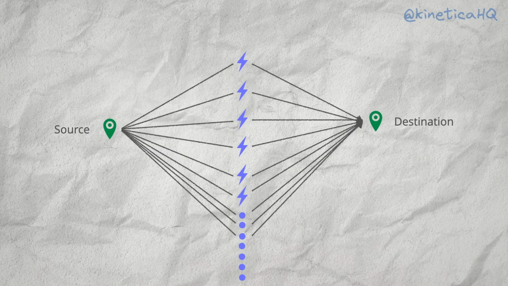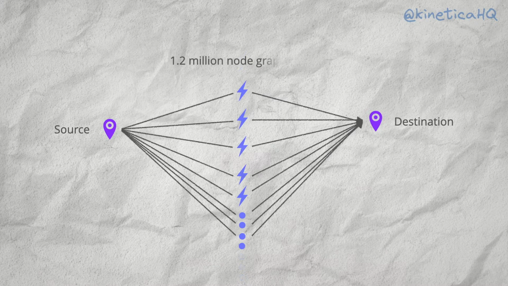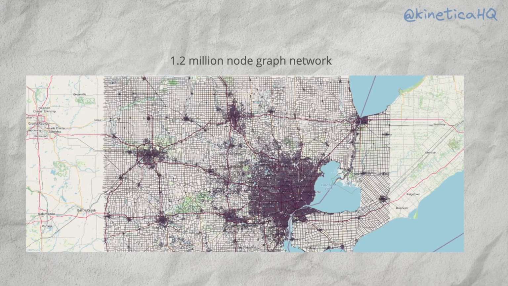For each iteration, we will be selecting from 268 charging stations instead of the 4 we saw just now. And we'll be working with new sets of source and destination points every 5 seconds. Our graph network is also really large and has more than 1.2 million nodes in it. And we're going to do all of this using just a small instance of Kinetica. But before we start, I want to say that this demo is fully reproducible. So you can use the link in the video description to download the workbook from GitHub and try this out on your own using Kinetica.